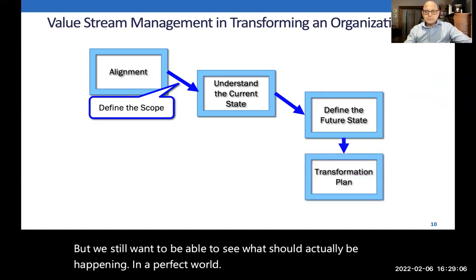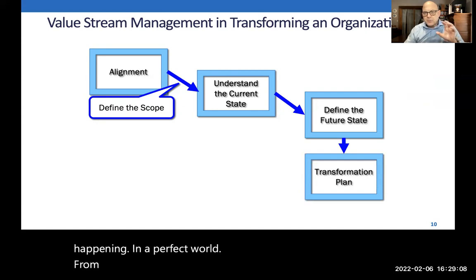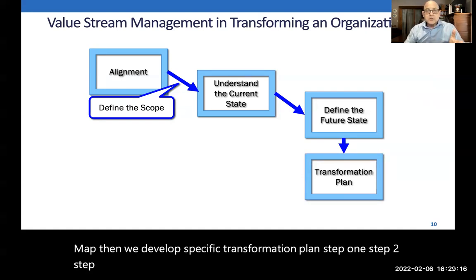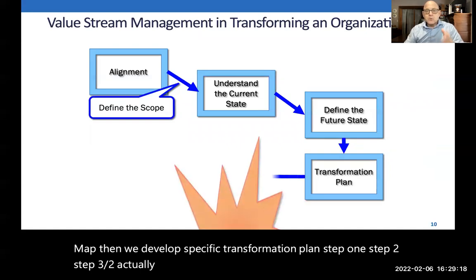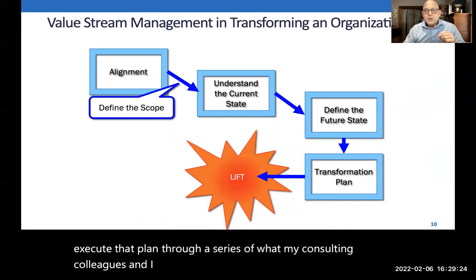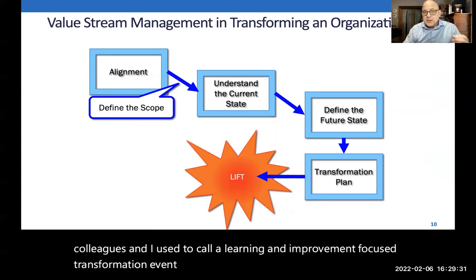From that future state value stream map, we then develop a specific transformation plan, step one, step two, step three, to actually achieve that future state. And we're going to execute that plan through a series of what my consulting colleagues and I used to call a learning and improvement focused transformation event. So that's a LIFT event, learning and improvement focused transformation.